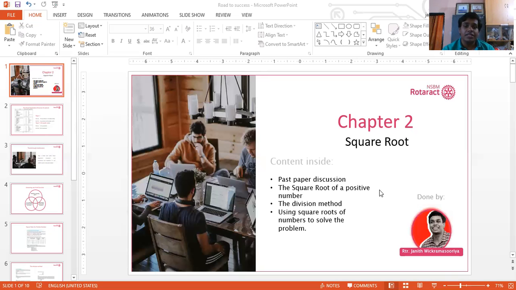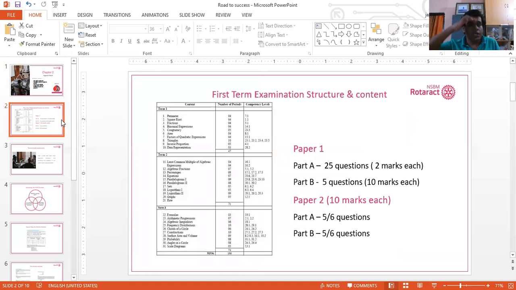The division method is the second one, and using square roots of the numbers to solve the problems. Basically, there are two methods, and then we are using those methods' applications to solve the problems using square roots of numbers. So let's move on to the second slide.